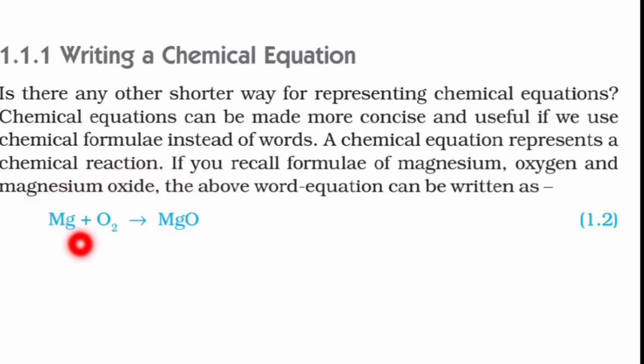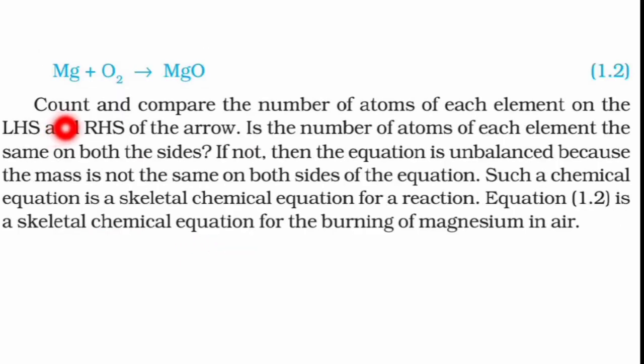Now there is one more thing. Do you notice that the number of atoms of oxygen on the left is 2, whereas on the right it is 1? So it is not a balanced chemical equation. The equations which are not balanced are called skeletal chemical equations or unbalanced chemical equations. As I told you, count and compare the number of atoms of each element on the LHS and RHS of the arrow. Is the number of atoms of each element the same on both sides? No, because here oxygen is 2 and here only 1.